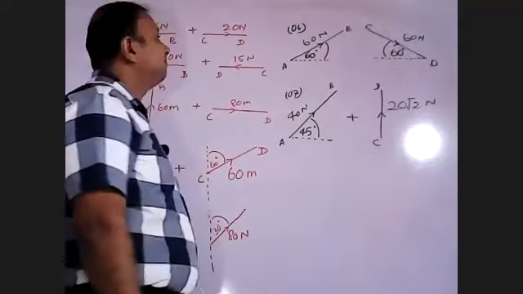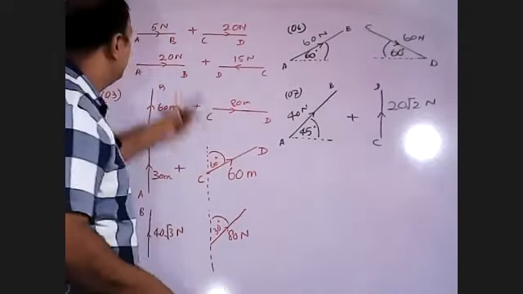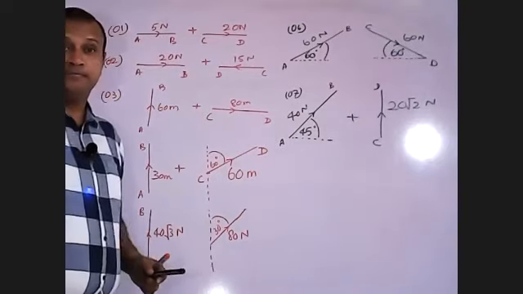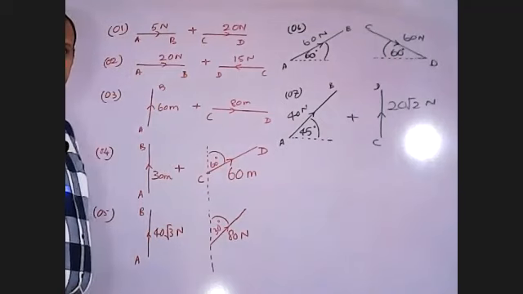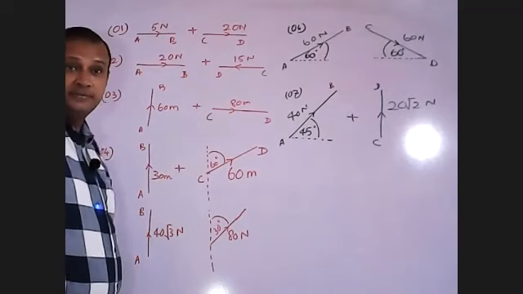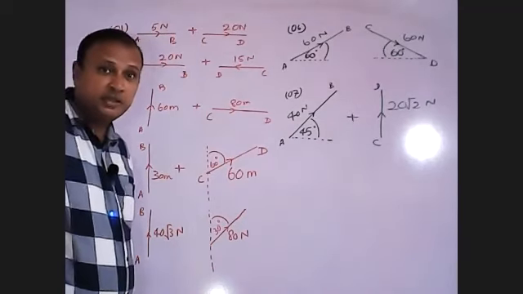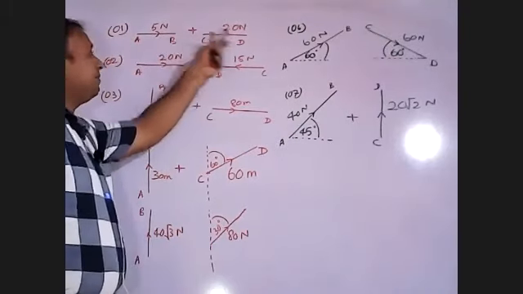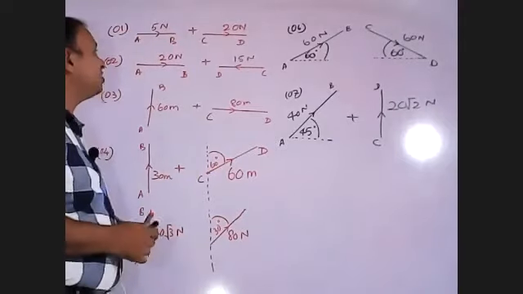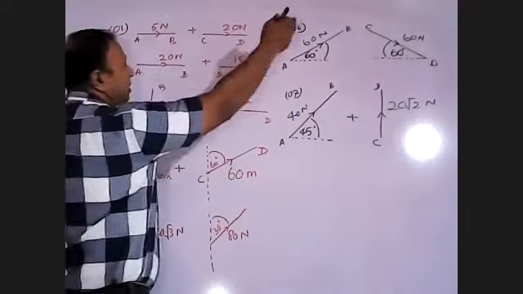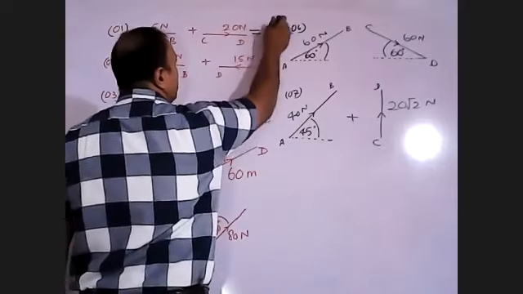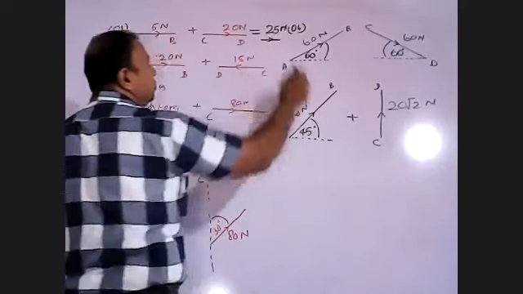Okay. Give me answers in your chat box. What about the first one? What is the answer? Magnitude. 5 and 20. Both are in the same direction. So the magnitude is equal to 25, and the direction is A to D, that means towards the right hand direction. So this is equal to 25 Newton towards this direction.